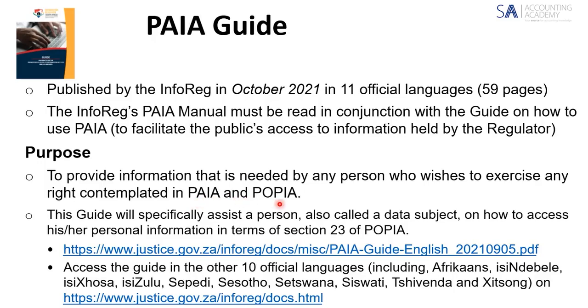So the guide is a little bit wider than just PAIA, because PAIA now, remember, the PAIA regulations have just been updated. They've been amended to include references to POPIA. Remember, what the Information Regulator is there to do is to regulate both PAIA and POPIA. They basically do what the SAHRC, the South African Human Rights Commission, did previously. All right. So the guide will specifically assist a person who is called a data subject here on how to access their personal information. There's the link to the English guide, and you can access the guide also in the 10 other official languages on the website.